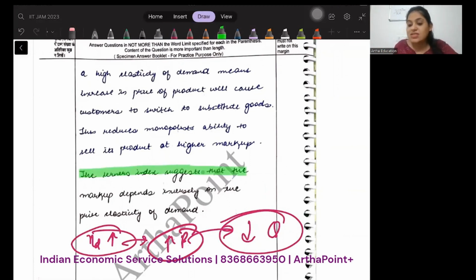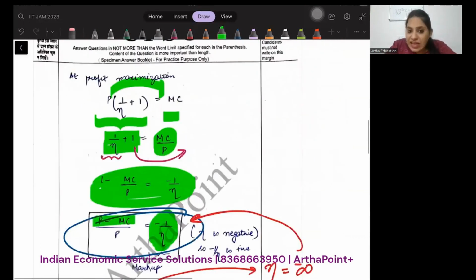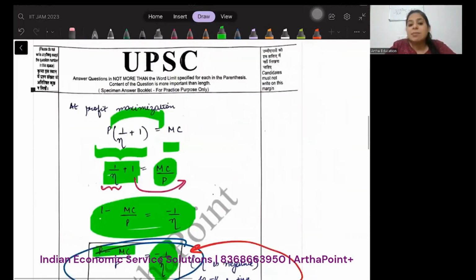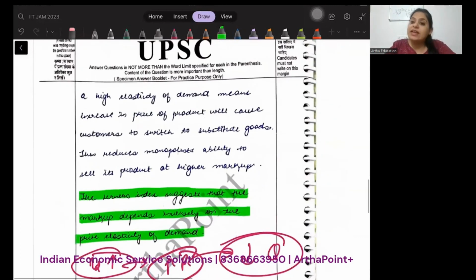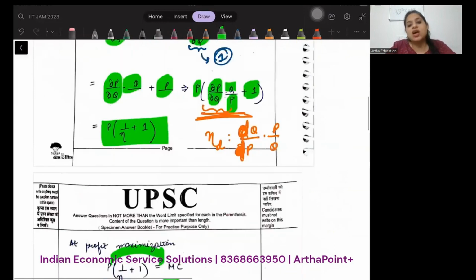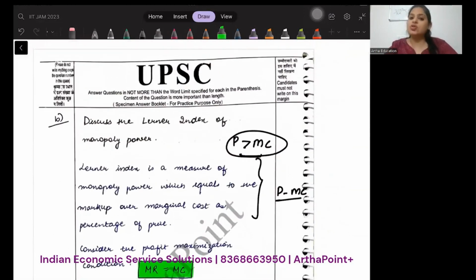The Lerner index suggests that the markup depends inversely on the price elasticity of demand. So you see that I derived this also. I compared perfect competition with monopoly also. And I finally gave a conclusion to this answer also. This is how you can answer a full-fledged question on the Lerner index.